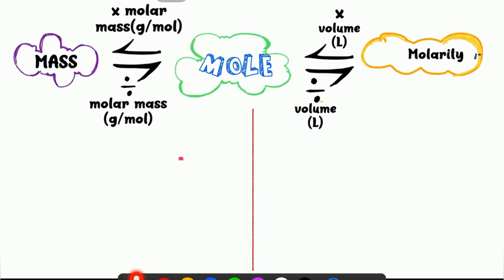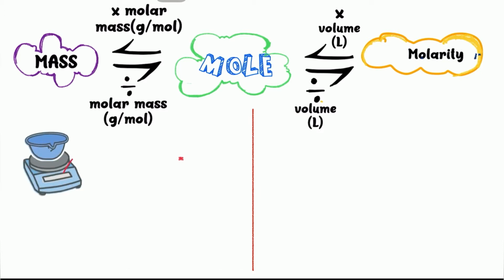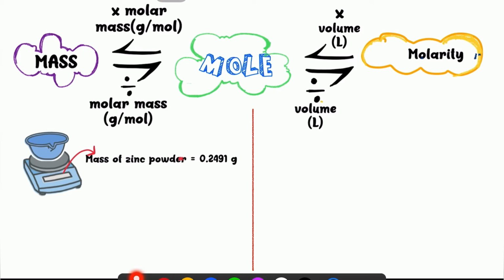Okay, let's see the relationship between the mass of a substance and molarity of the solutions. This is a method of how to get mole from the given mass of the substance, and molarity of a solution. For example, if you weigh zinc powder, a substance in the solid state, and the mass of the zinc powder is 0.249 gram. To get mole of the zinc, use the formula, mass divided by molar mass.